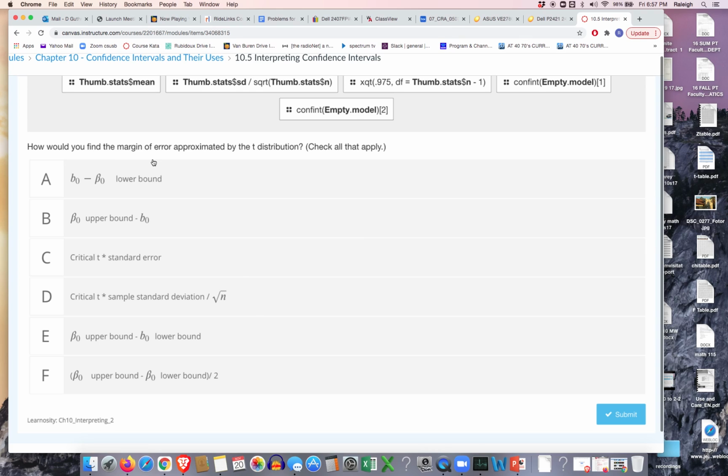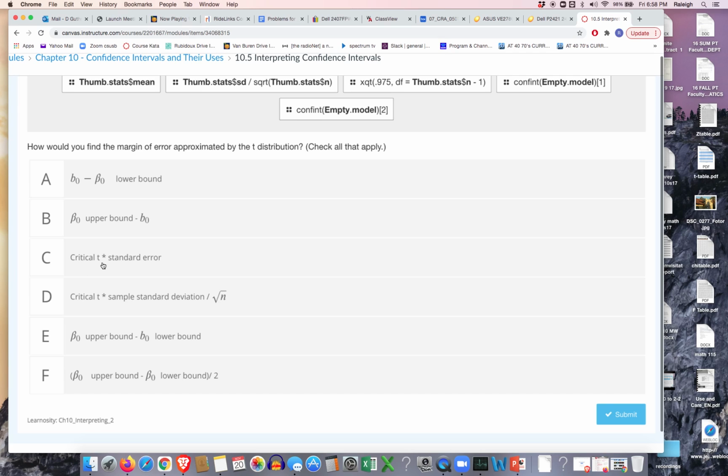How would you find the margin of error approximated by the t-distribution? Check all that apply. Well, let's see. We've got B0 minus beta 0 lower bound. Yes, that's one way. That's not the way I would think of it, but it happens to be true. Beta 0 upper bound minus B0. Yes, that also works. That's the Twin Towers approach of explaining this stuff in a more difficult way.